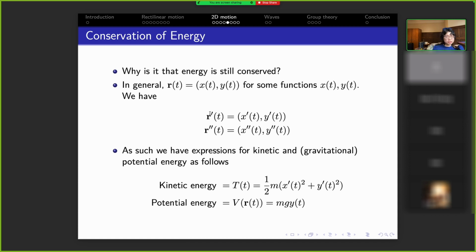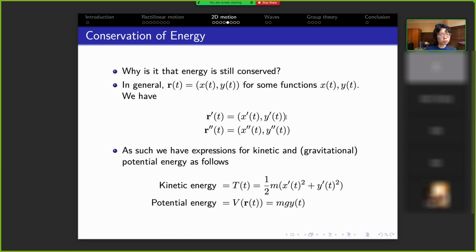So why is energy still conserved? It's fascinating, right? The expressions for kinetic and gravitational potential energy are a little bit different now. Let's say that the displacement function is some x(t), y(t). Then for the velocity, we again take the derivative of the x coordinate, take the derivative of the y coordinate, and combine them together to form this coordinate. The velocity changed a little bit, because in the kinetic energy, what we're measuring is actually the magnitude of the velocity vector.